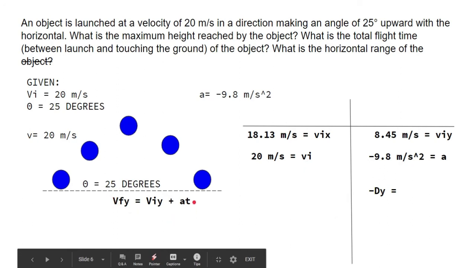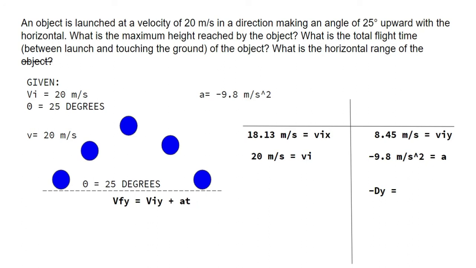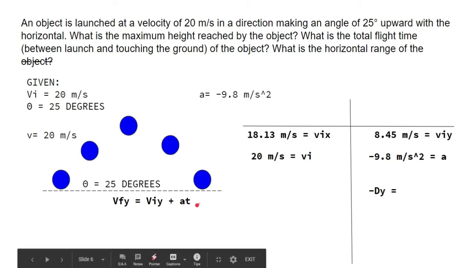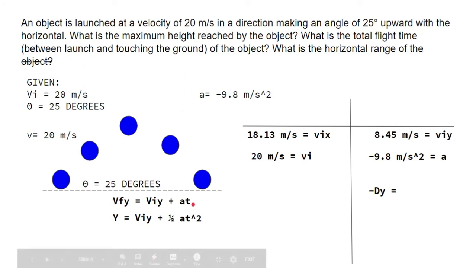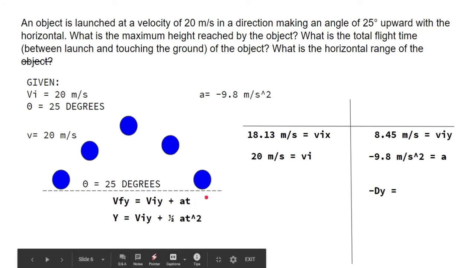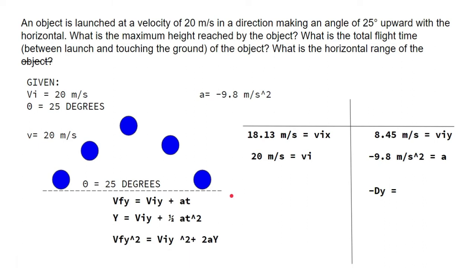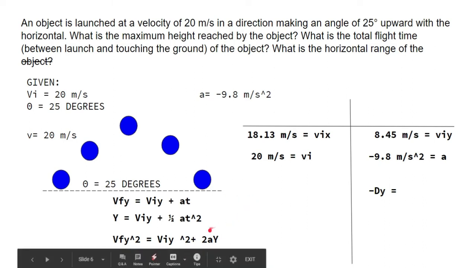So the final velocity is equal to initial plus acceleration times time. Second equation, we look at y, or sometimes we use this as distance equals the initial velocity times time plus 1/2 AT squared. And last, we have here the final velocity squared equals the initial velocity squared plus 2 times acceleration and y, or dy.